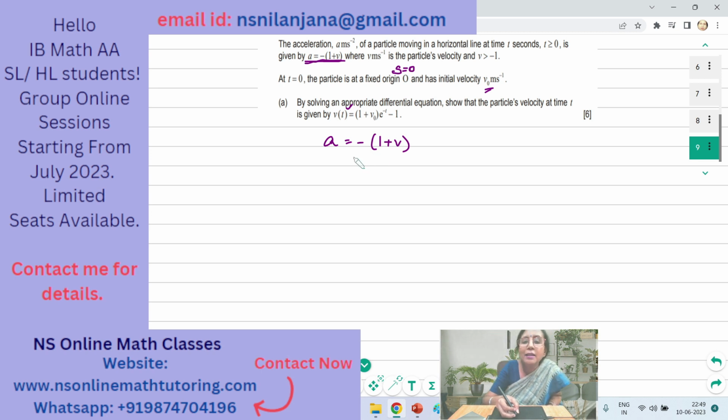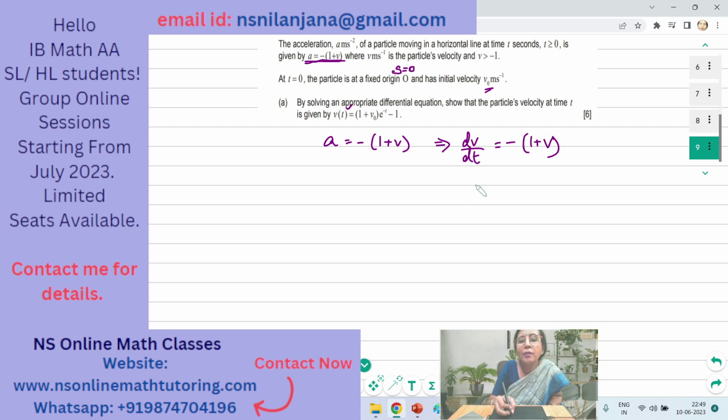So what is acceleration? It is the rate of change of velocity. So I can write this as dv/dt equals negative of 1 plus v.